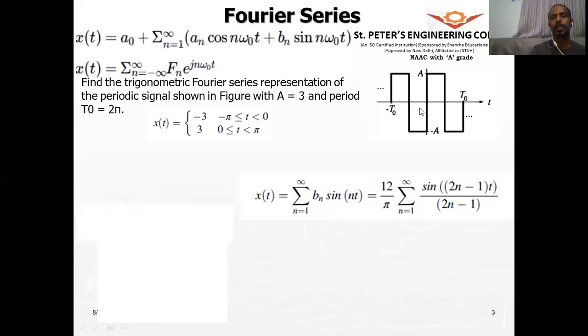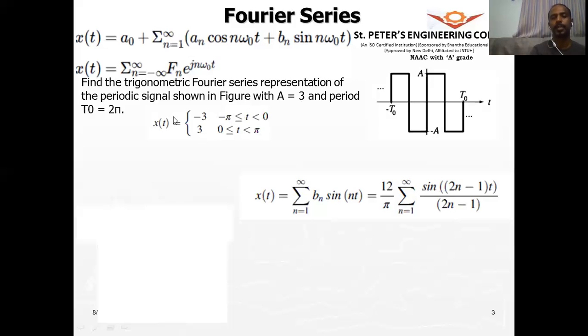So the period should be equal to 2 pi, whether we take from minus pi to plus pi or 0 to 2 pi. Anyway, it should be over one period. So here the signal has an amplitude of minus 3 in the interval minus pi less than or equal to t less than 0. So this is minus pi and 0. The amplitude is minus A, meaning minus 3. From 0 to pi, the amplitude is plus A, and plus A means plus 3.